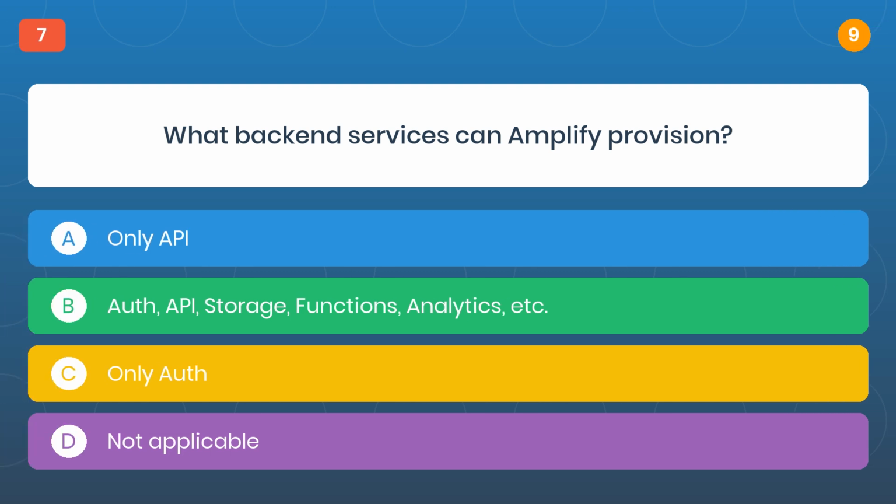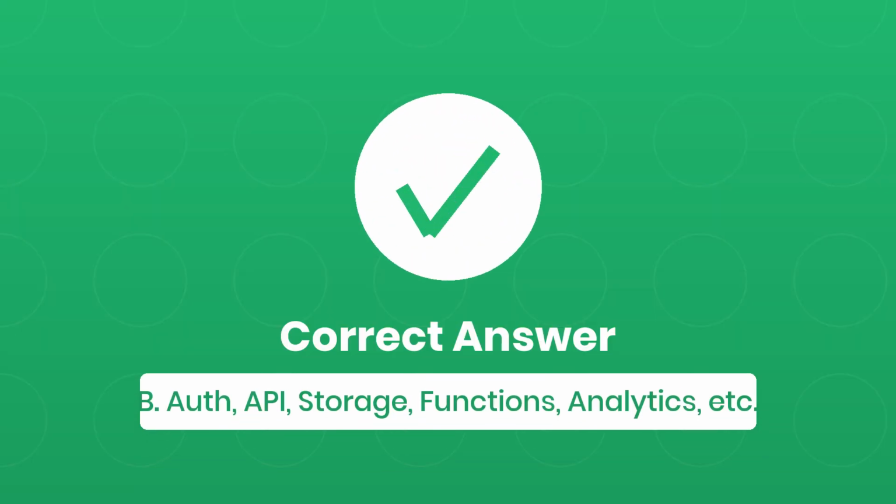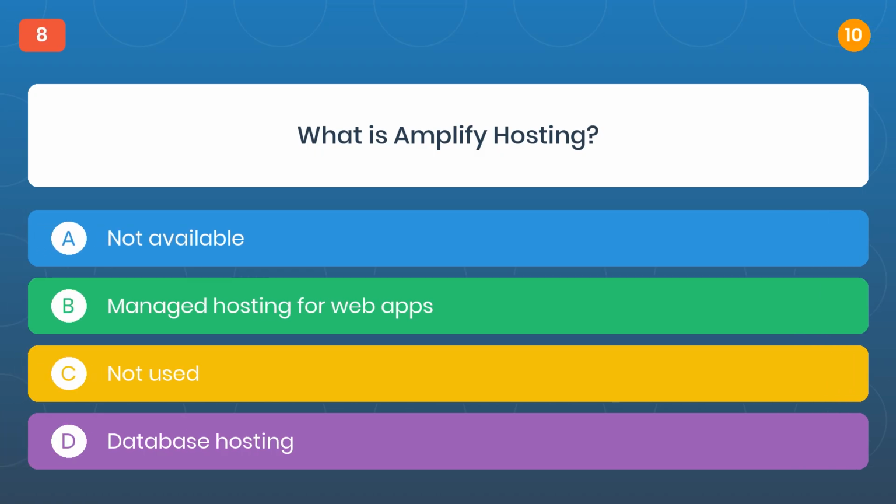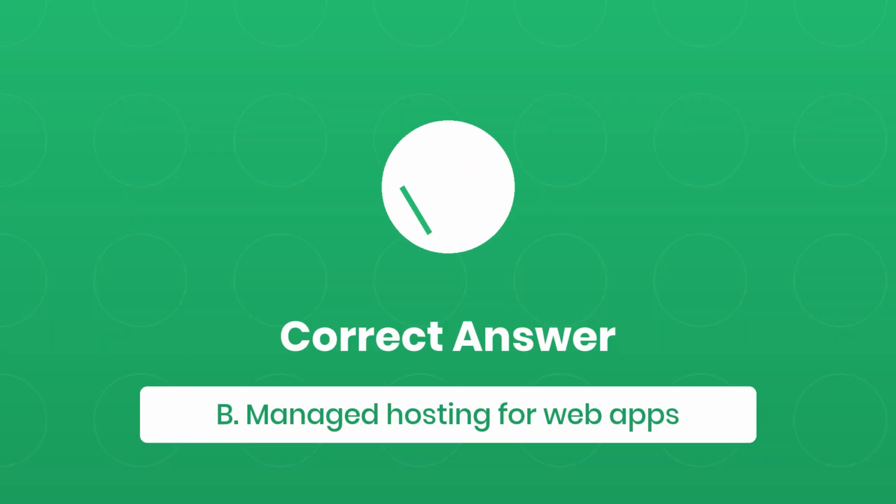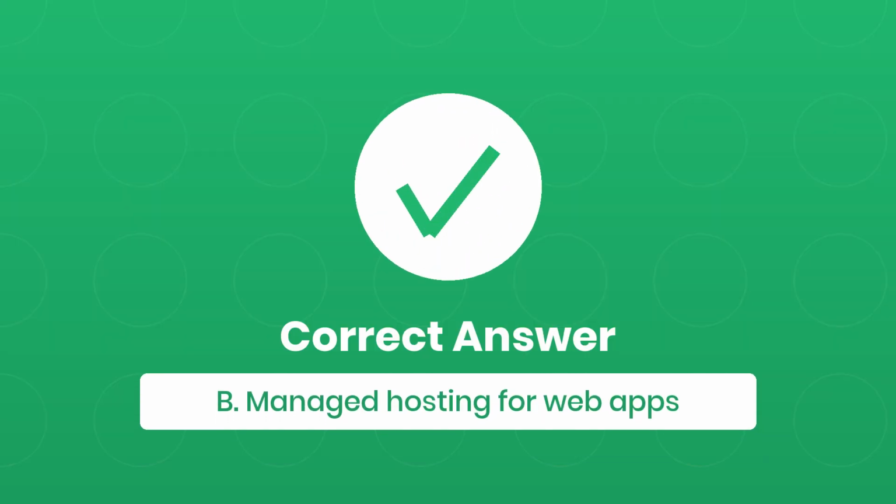Question 7. What backend services can Amplify provision? The correct answer is B, Auth, API, storage, functions, analytics, etc. Question 8. What is Amplify hosting? The correct answer is B, managed hosting for web apps.